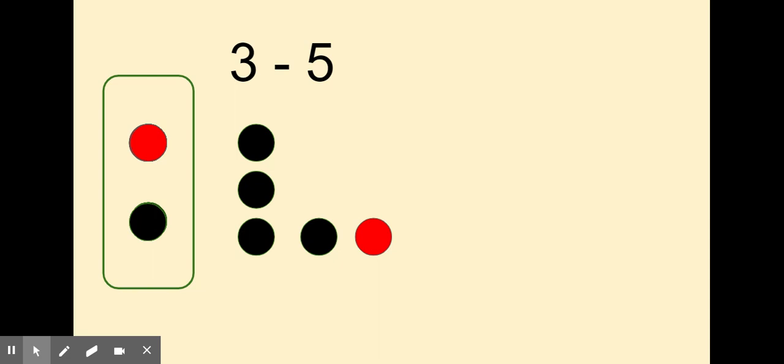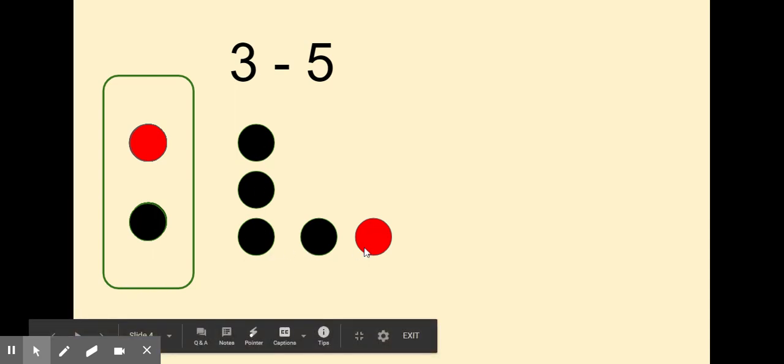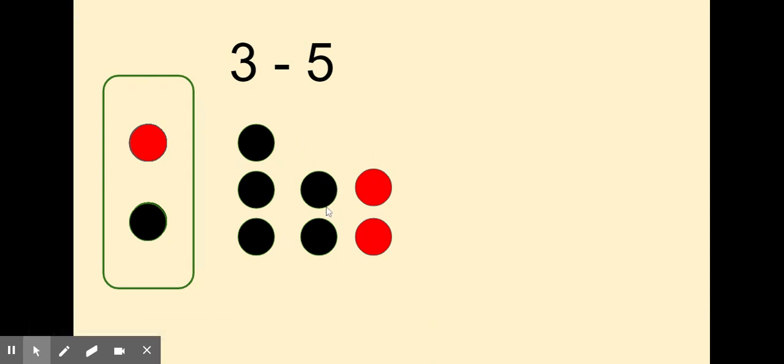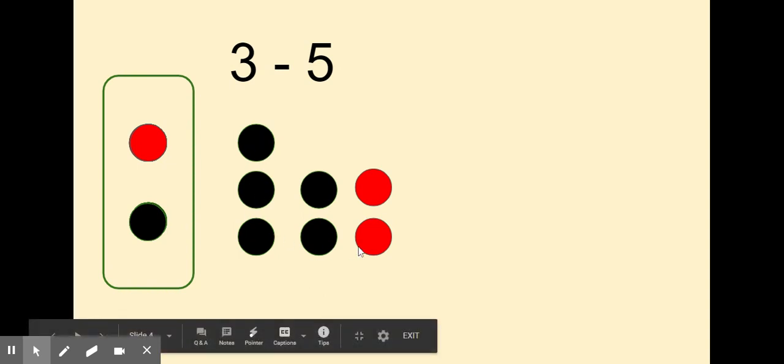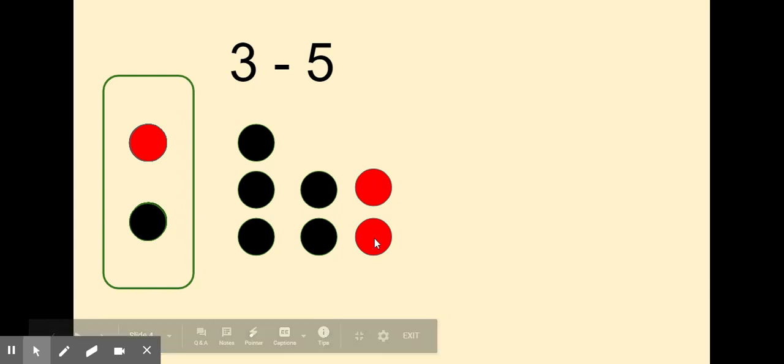Now that's a lot of chips, but this pile is still worth positive 3, because remember, this is 3 plus 0. So let's do it again. There's another 0 pair. That's a lot of chips on the pile, but it's really worth positive 3 because this is 3 plus 0 plus 0. This red and black together is 0. This red and black together is 0.